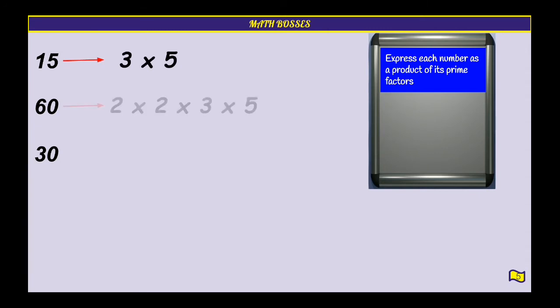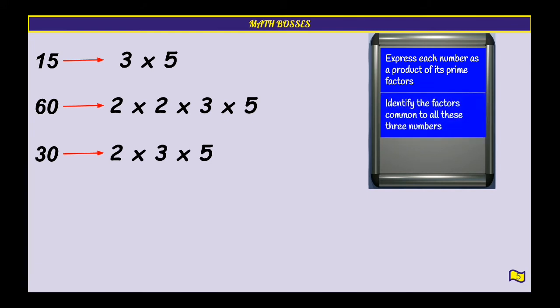When we express 60 as a product of its prime factors, we get 2 multiplied by 2 multiplied by 3 multiplied by 5. Then when we express 30 as a product of its prime factors, we have 2 times 3 times 5. The next step is to identify the factors common to all these three numbers.